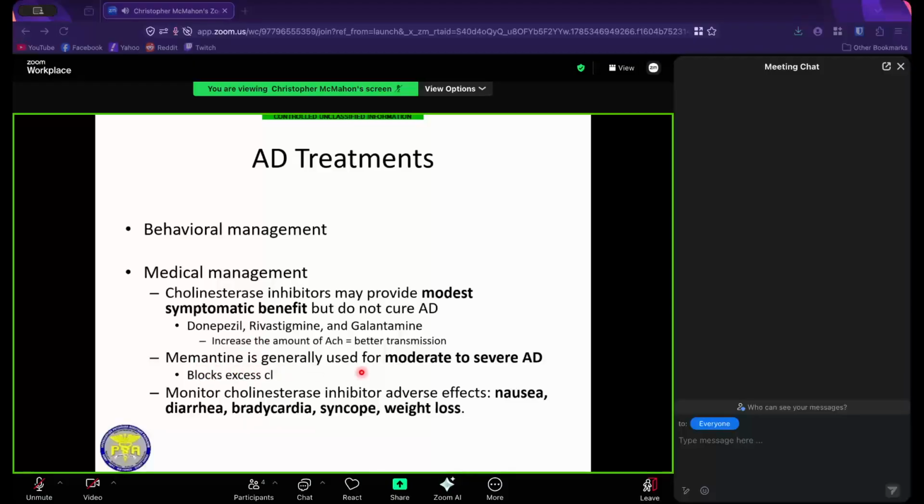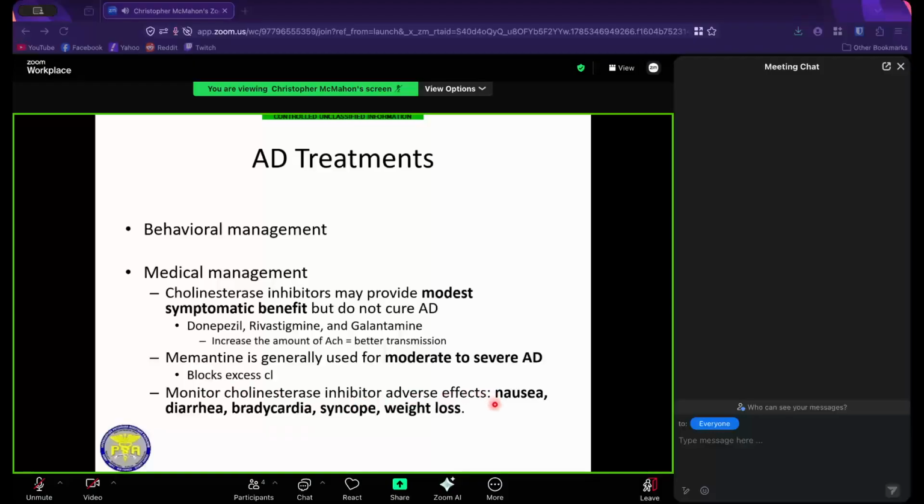Memantine can be used for moderate to severe. It blocks some of the extra. I think I lost track of what I was trying to write for that one. Don't worry, I'm not going to test that one. That was broken. I taught it poorly. And then monitor cholinesterase inhibitor adverse effects.